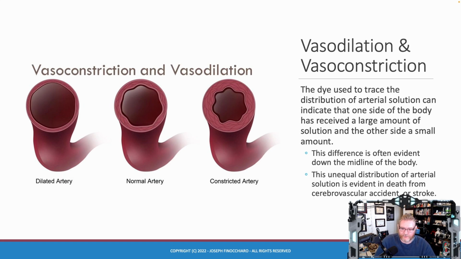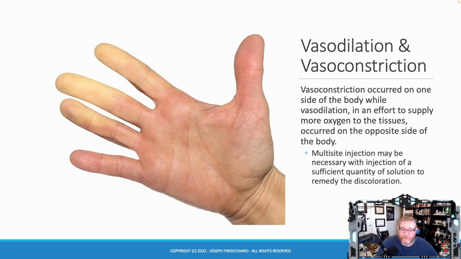Vasodilation and vasoconstriction. The dye used to trace the distribution of arterial solution can indicate that one side of the body has received a large amount of solution and the other side a small amount. This difference is often evident down the midline of the body. This unequal distribution of arterial solution is evident in death from cerebrovascular accident or stroke. Vasoconstriction occurs on one side of the body, while vasodilation, in an effort to supply more oxygen to the tissues, occurs on the opposite side of the body. Multi-site injection may be necessary with injection of a sufficient quantity of solution to remedy the discoloration.